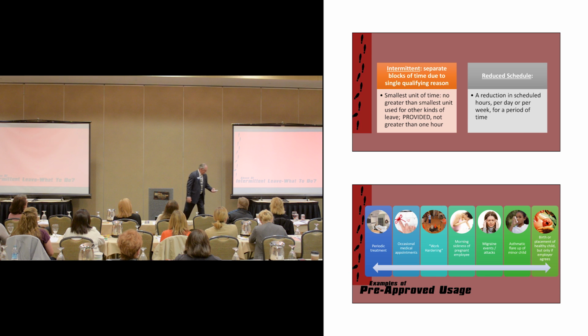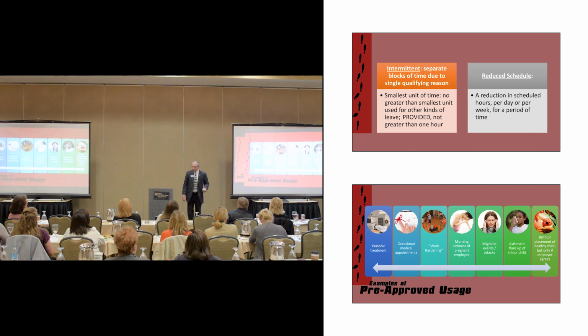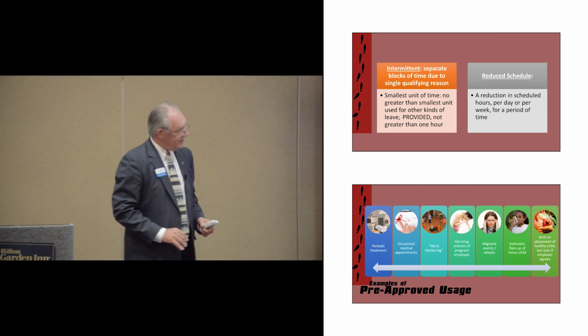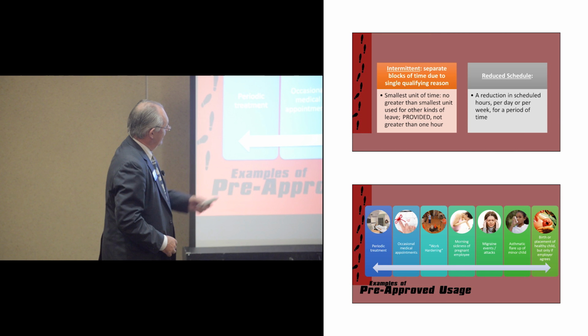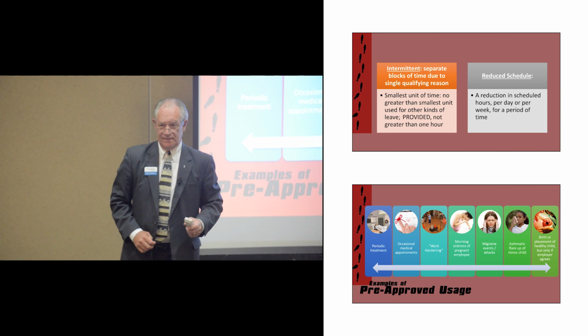I did want to back up. I did want to spend a moment on these examples of pre-approved use, because the one that seems to keep coming up the most is number 5. Well, they're not numbered on your sheet, but the migraine attack.